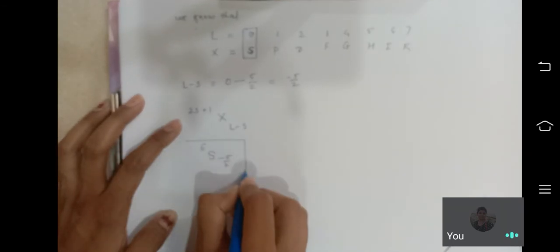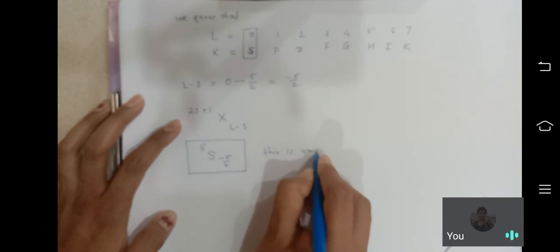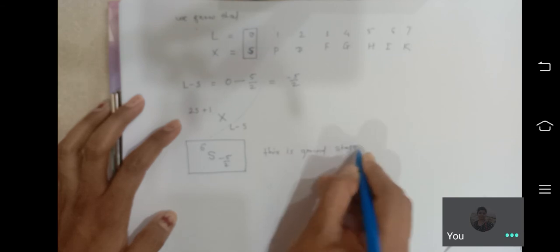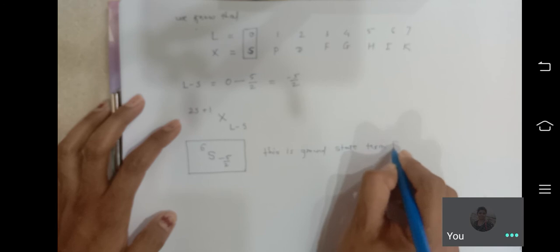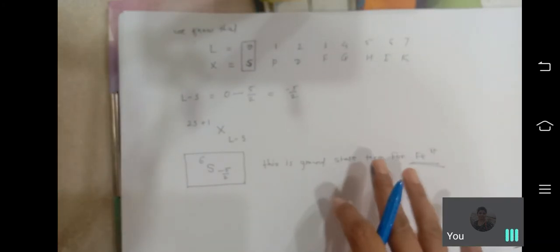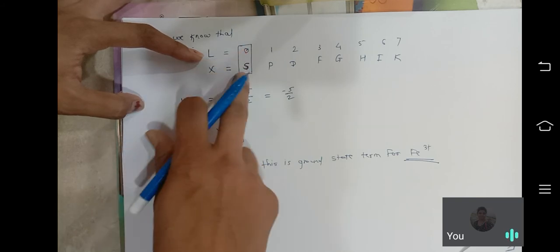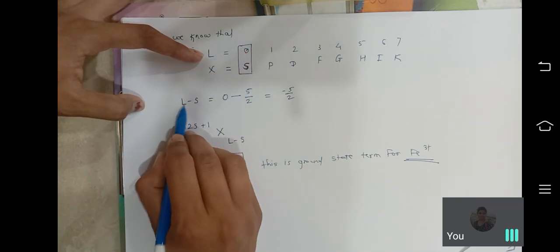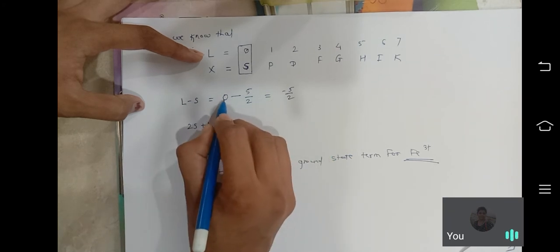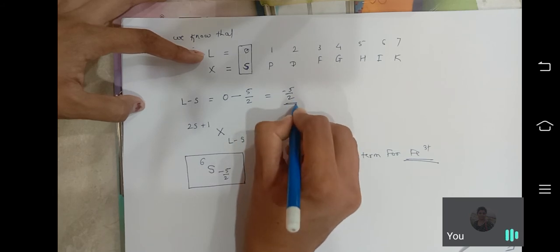This is the ground state term for Fe3+. Have you seen this properly? The value of L is 0, so we get S. Then you have to find the value of L minus S. You write the value of L as 0, minus S as 5 by 2. You get the answer minus 5 by 2.